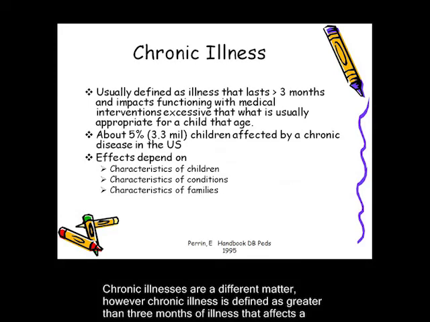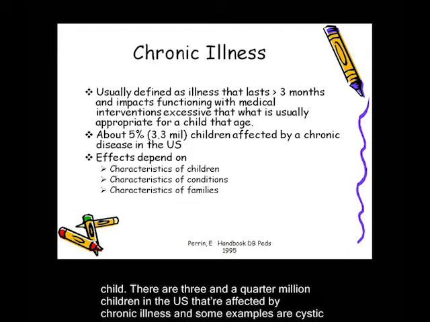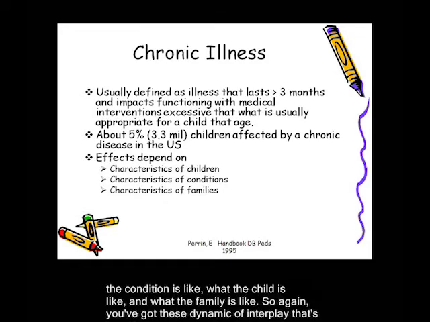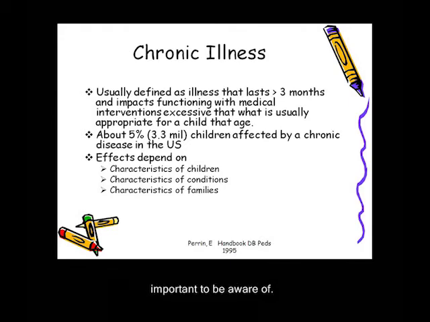Chronic illnesses are a different matter, however, and chronic illness is defined as greater than 3 months of illness that affects a child. There are 3.25 million children in the U.S. who are affected by chronic illness, and some examples are cystic fibrosis, sickle cell anemia, asthma, ADHD, cancer, things like that. They really affect children, but their effects depend upon what the condition is like, what the child is like, and what the family is like. So again, you've got this dynamic interplay that's important to be aware of.